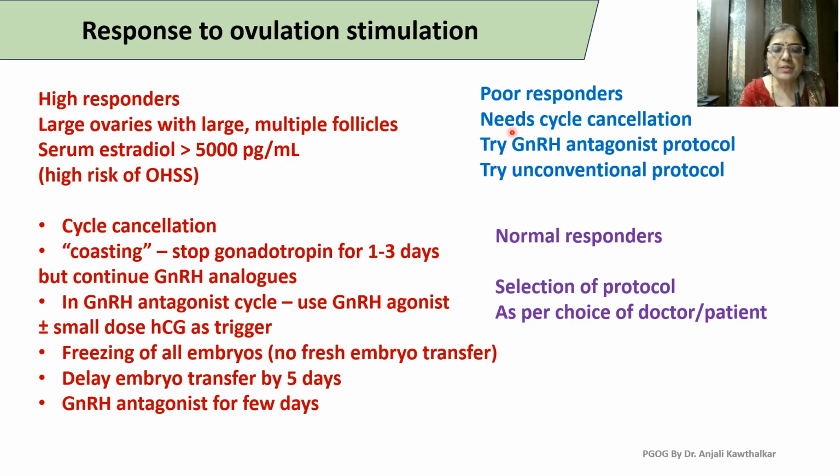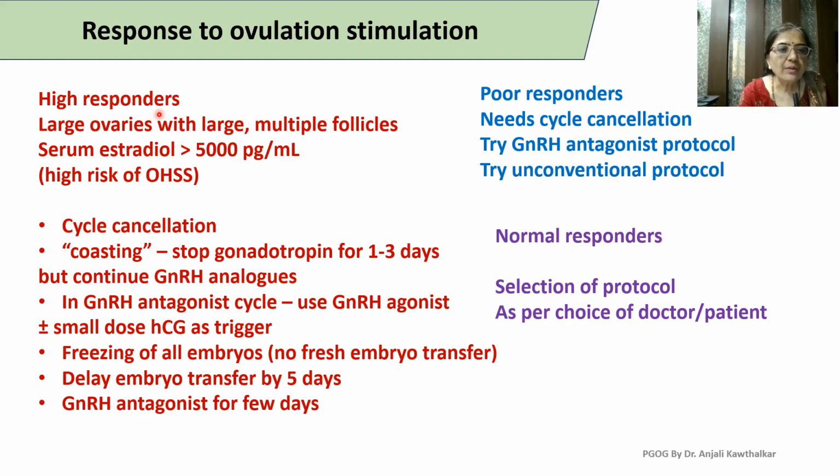In poor responders, it leads to cycle cancellation because there is no development of follicles, and oocyte retrieval is also not possible. So cycle cancellation is necessary. In these cases, we can try a GnRH antagonist protocol or an unconventional protocol. Whenever the GnRH agonist protocol fails, in these cases of poor responders, a GnRH antagonist protocol or unconventional protocol might lead to a successful IVF.